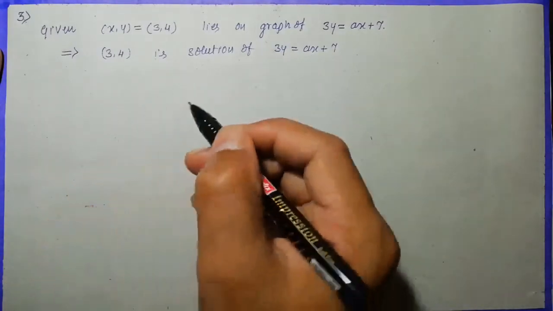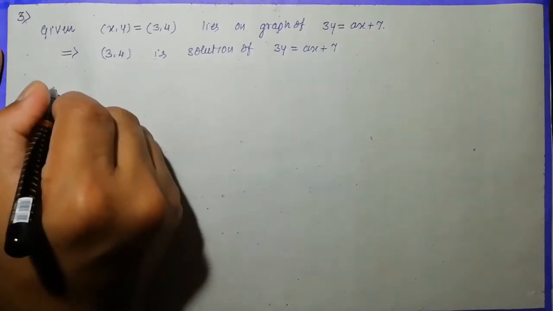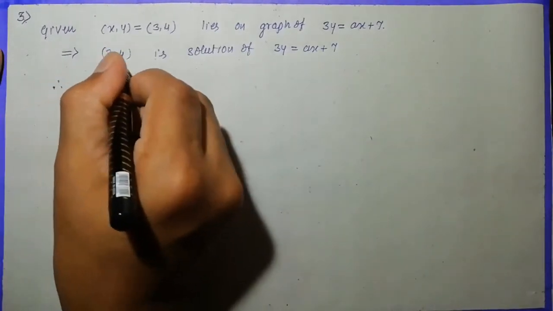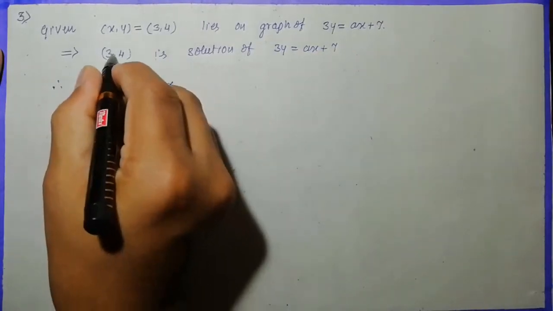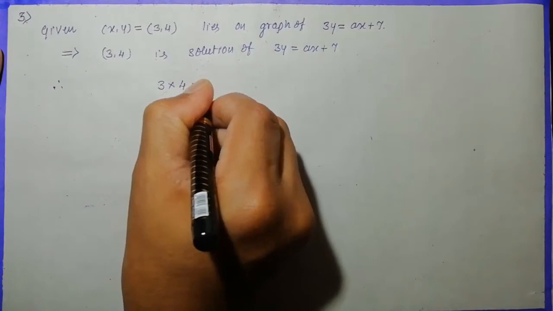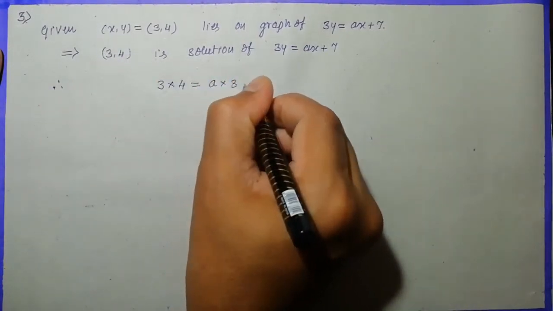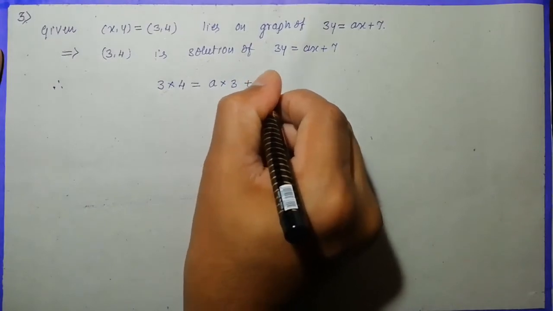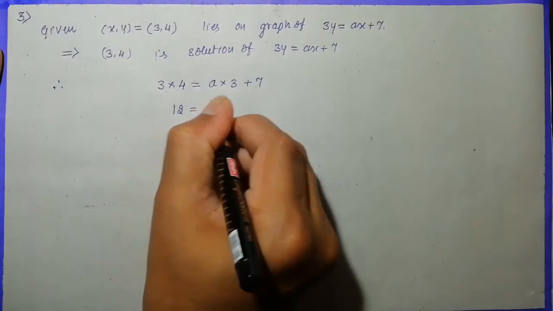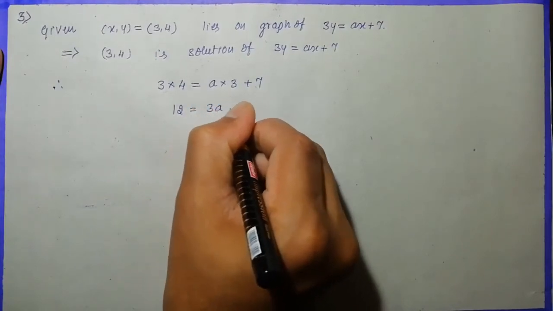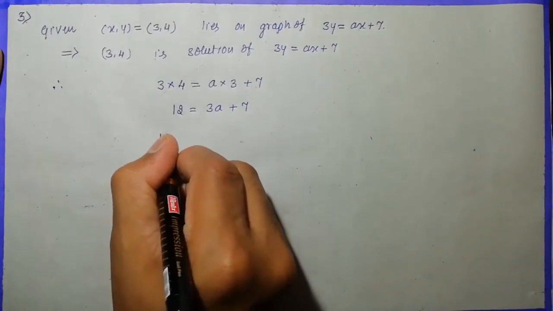Okay, so then you can immediately find out the value of a. Therefore I'm going to substitute 3 comma 4 in the equation. It will become like this: 3 into y means 4 is equal to a into x, which is 3, and plus 7. So now 3 into 4 means it will become 12 is equal to 3 into a, and then plus 7.